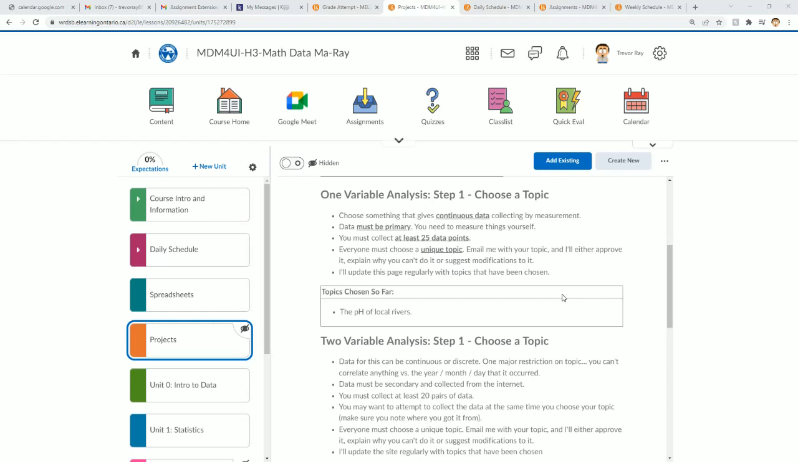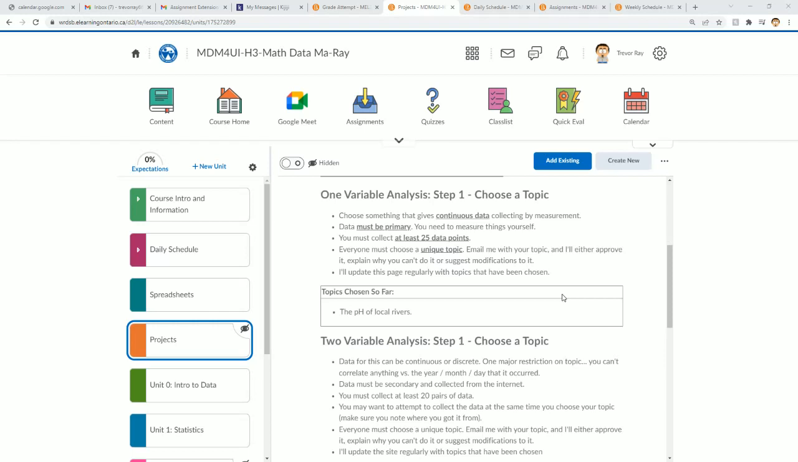You're going to be doing a one variable analysis, so you can pick something that you're going to do a one variable analysis on. This is going to be something that is continuous data, which is highly important. It cannot be discrete data. It has to be something that you actually go and measure. Speaking of going and measuring it, it must be primary data, so you must be the one collecting the actual data. You must collect at least 25 data points. Keep that in mind when you're choosing your topic.